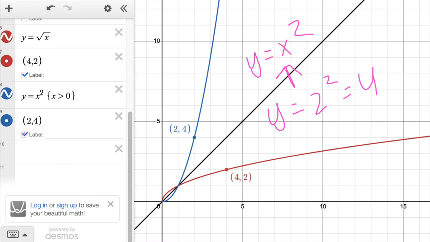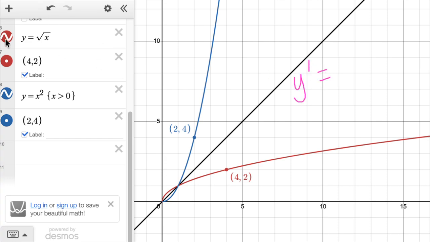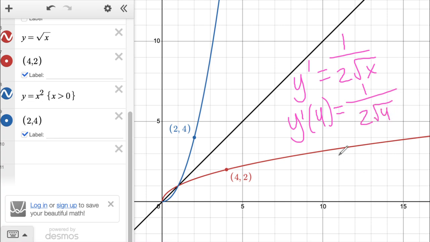Okay, so now let's go ahead and find the slope of our original function at this point. So y prime, when we have the square root of x, is just going to be 1 over 2 root x. Hopefully you all have this memorized. If not, feel free to pause it, take the derivative, and come back. All right, so now if we're finding y prime of 4, we would get 1 over 2 times the square root of 4, which is the same as 1 over 2 times 2, which is just 1 over 4. So again, what that's telling me is the slope at this point is equal to 1 over 4.